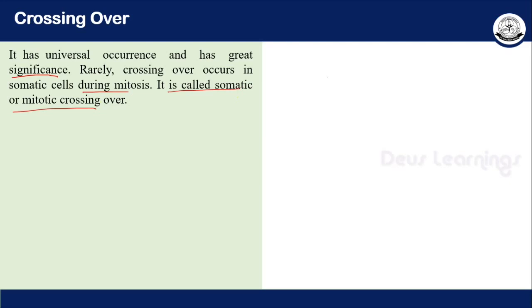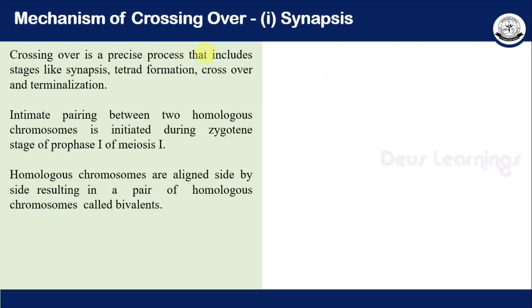Okay, then the mechanism of crossing over. First, we will talk about synapsis. Crossing over is a precise, means accurate, process that includes stages like synapsis, tetrad formation, crossover and terminalization. So there are 4 stages in crossing over. First synapsis, second tetrad formation, third crossover, and fourth terminalization.